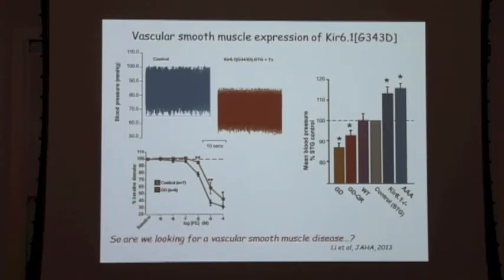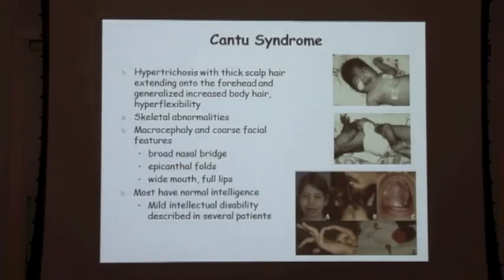So we ask the question, are we looking for a vascular smooth muscle disease? So we had this work done, we had the paper written up, and we published it in the Journal of the American Heart Association 2 years ago. But as we were publishing the paper, the real disease appeared in front of us. I'll cut to the punchline and tell you what the disease is first, and then come back and raise questions.